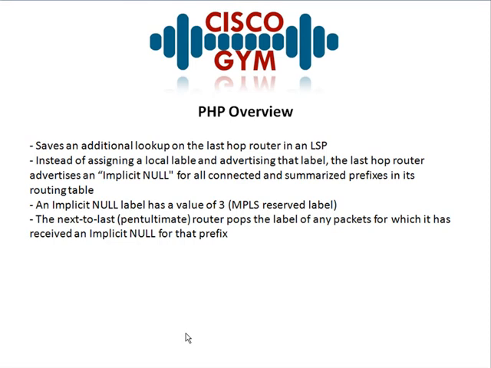What you really want to know is that the implicit null is advertised by the last hop router in a label switched path for all connected and summarized prefixes in its routing table.